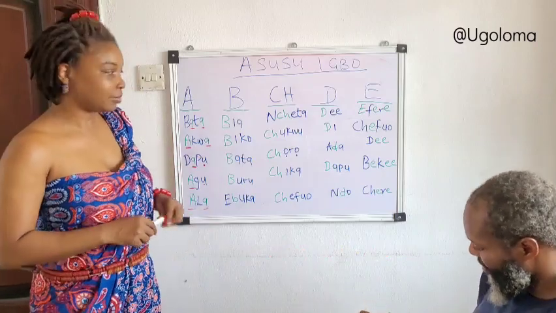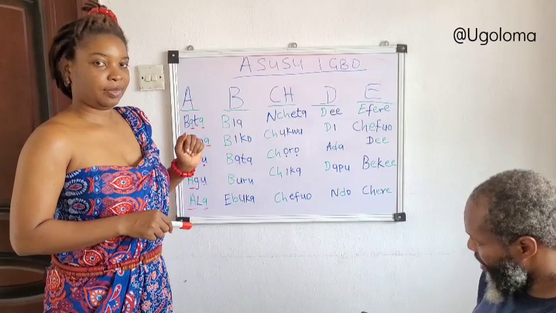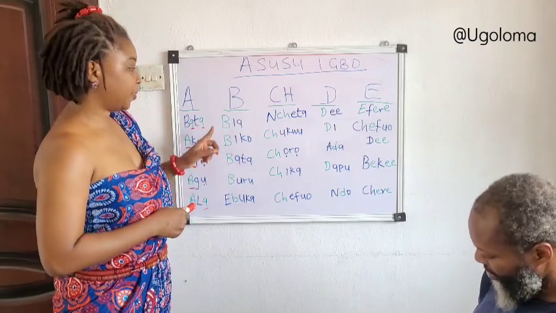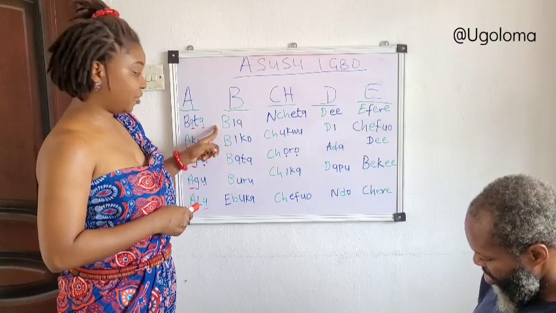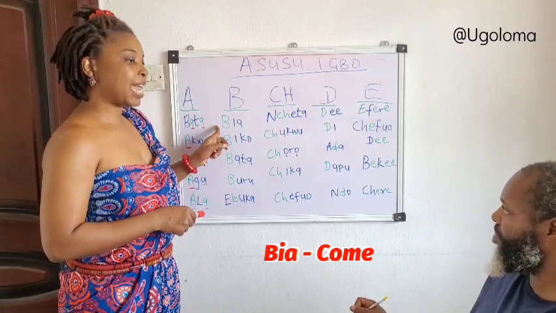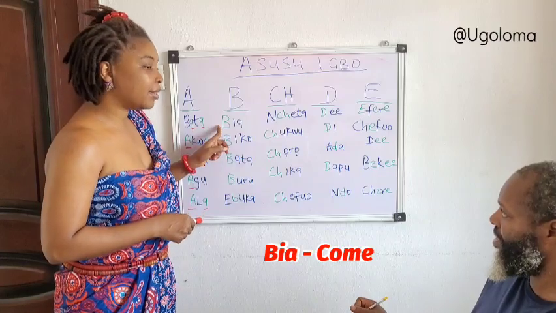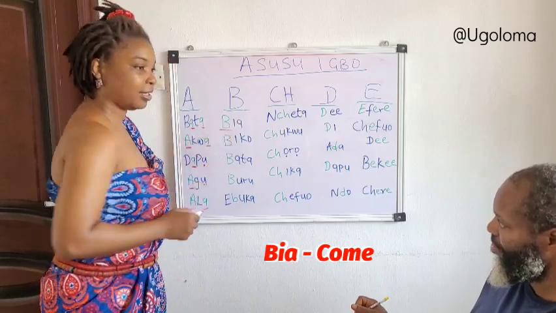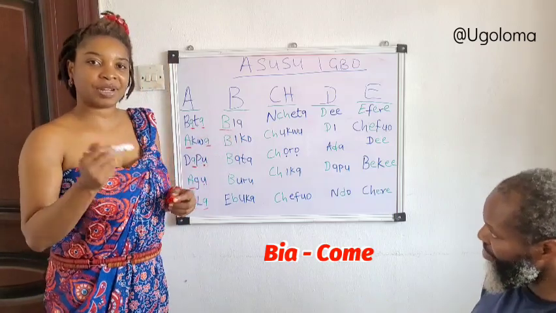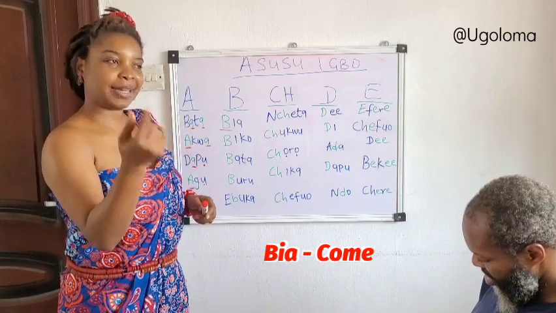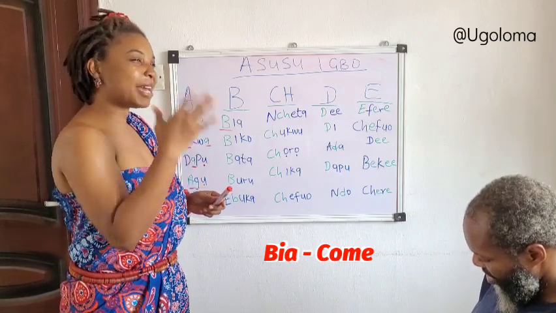Let's get to B. Ba. Bo. Okay? Next, I'm going to pronounce just the first two and you pronounce the last ones, okay? Bia. See? Bia means come. Come. Bia.